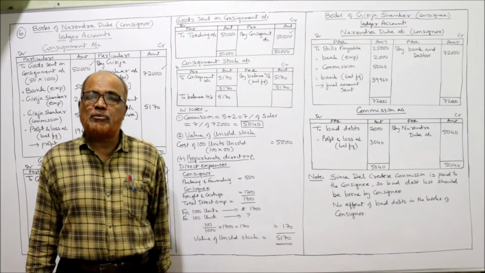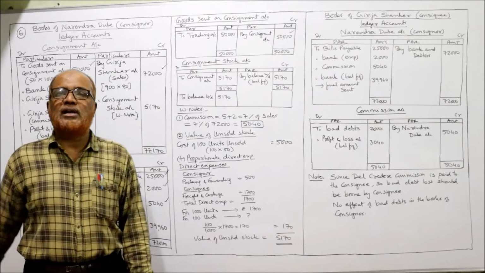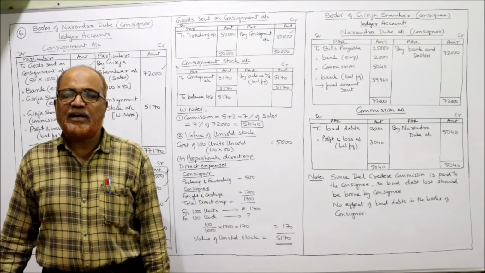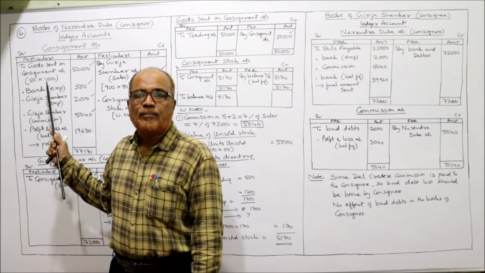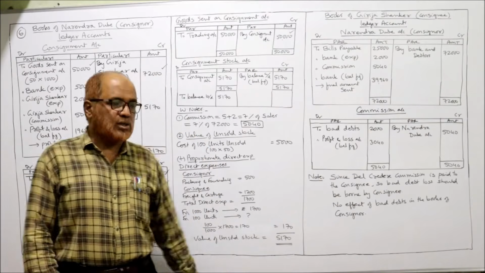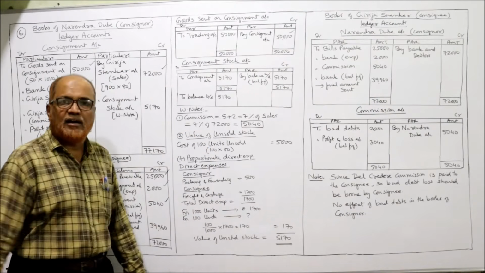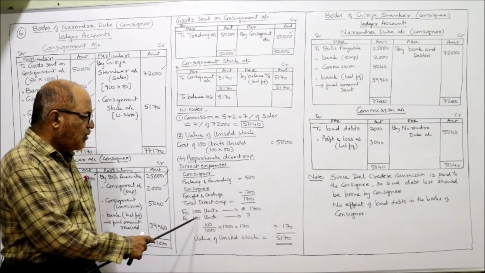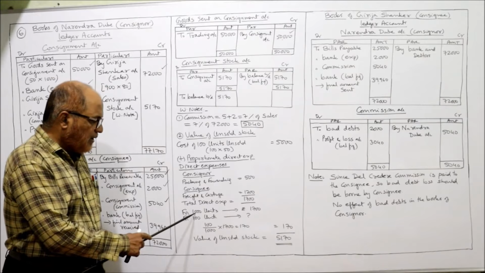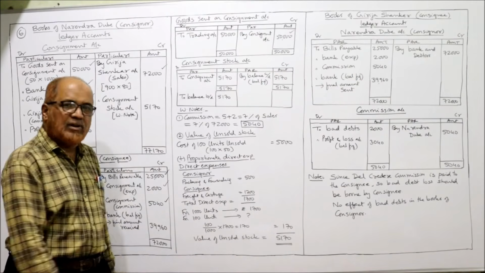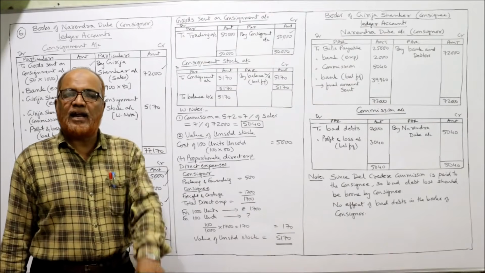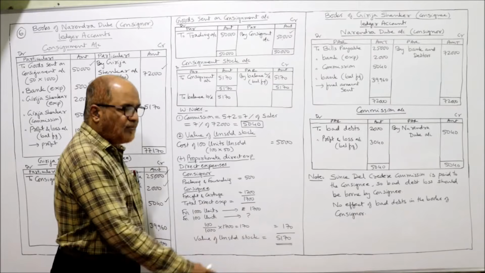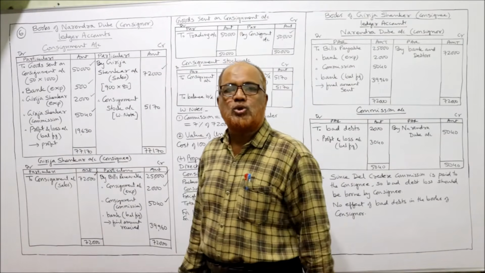But we need proportionate amount. This 1700 rupees total expenditure is incurred on all the units. So how many units are sent by consignor? 1000 units. Consignor has sent 1000. So for 1000 units, 1700. But how many units are remaining unsold? 100. So for 100 units, how much? So 100 divided by 1000 into 1700 is 170. The proportionate direct expenses are 170. Now add up 170, 5000 plus 170, 5170. This is the value of unsold stock.